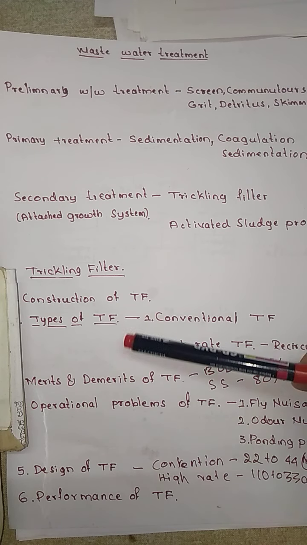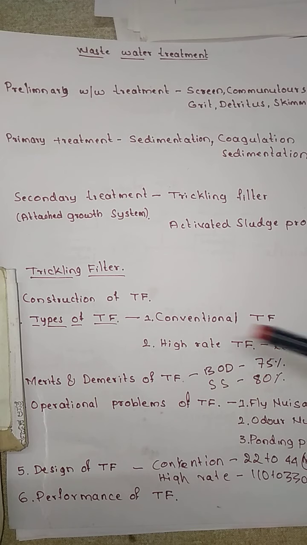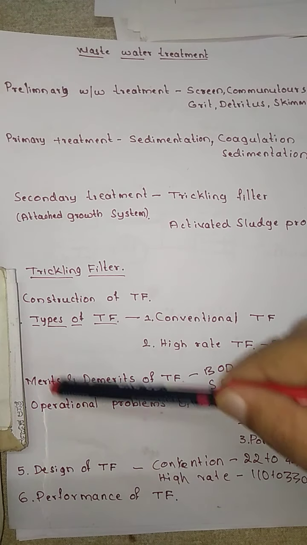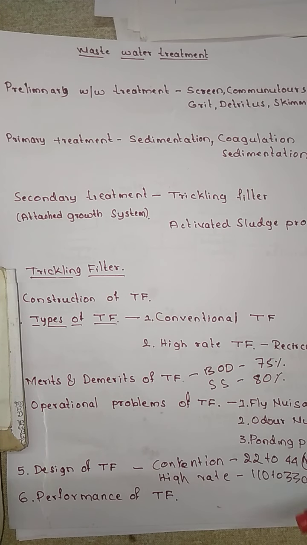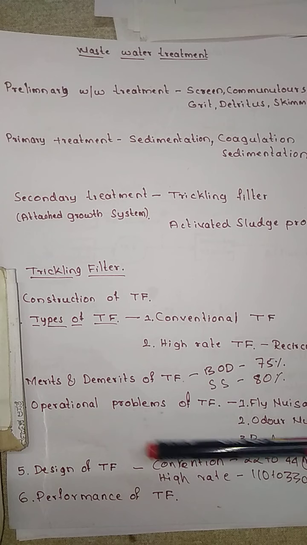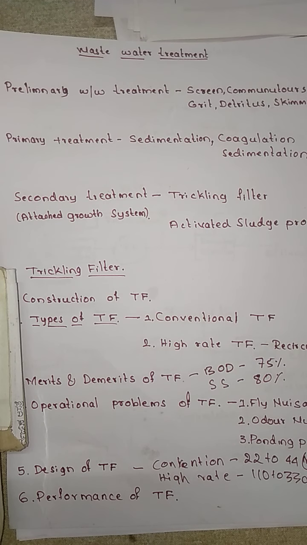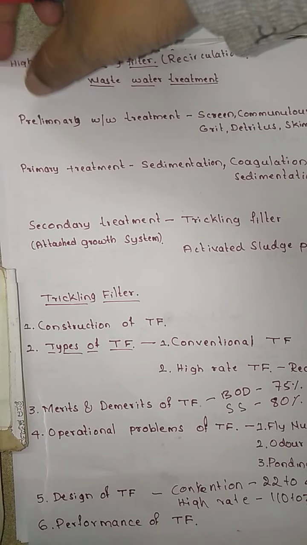Now, in today's class, we will be concentrating our study on the high rate trickling filter. Then we have seen the merits and demerits of the conventional trickling filter. Then operational problems, in which we have seen fly nuisance, odor nuisance, and bonding nuisance. Then the design of a conventional trickling filter, and then the performance of a trickling filter. Now, in today's class, we will concentrate on recirculation, or the high rate trickling filter.